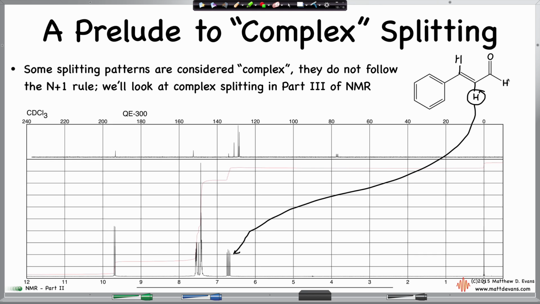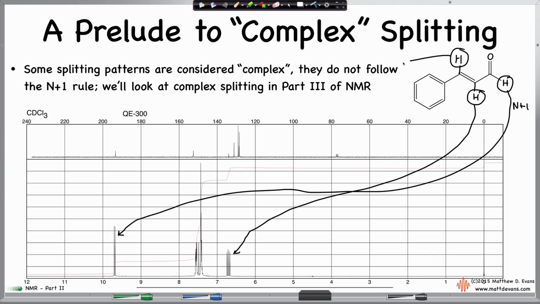On the other hand, this aldehyde hydrogen is correctly predicted to be a doublet. So there's no funny business on this one. The N+1 rule works fine. Likewise, I believe for this hydrogen, I think this one's fairly straightforward. I think it's a normal signal, and it's somewhere in this neighborhood right here. And then we'll talk about aromatic hydrogens next time. So as a prelude to part 3, we're going to have to deal with this situation. Why is this hydrogen not correctly predicted in the NMR spectrum?